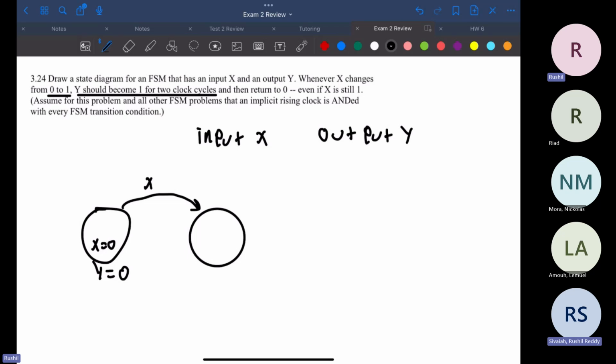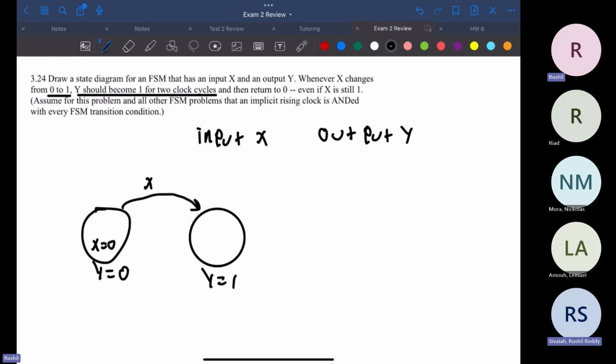So let's look at the word problem. We see that whenever x turns to 1, y should become 1. Right here, x changes to 1, and then y should become 1. So now we're going to set y equals 1.